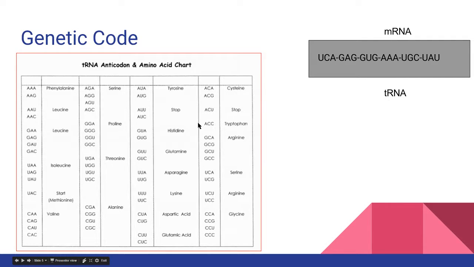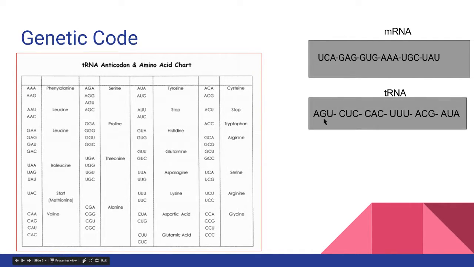So right here is a genetic code. This is a tRNA anticodon and amino acid chart. Basically how this is read is you have your first letter here, your second, and your third, and it'll tell you what amino acid codes for that anticodon. So what anticodon codes for which amino acid? For example, if we find our UAC like we did in that previous picture, it's the same amino acid. So this is our mRNA right here.